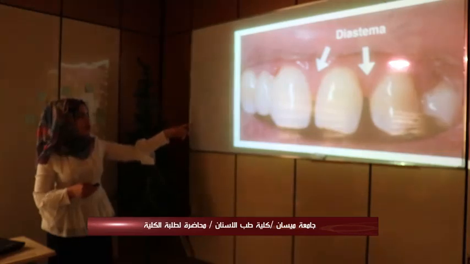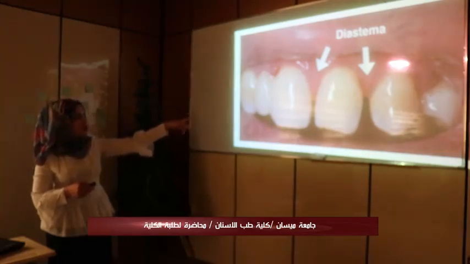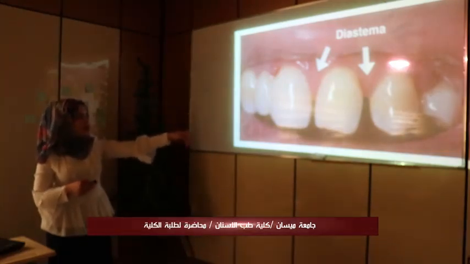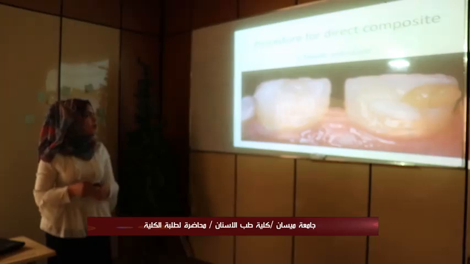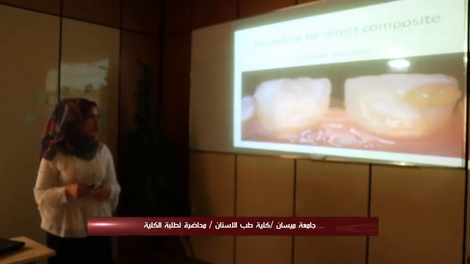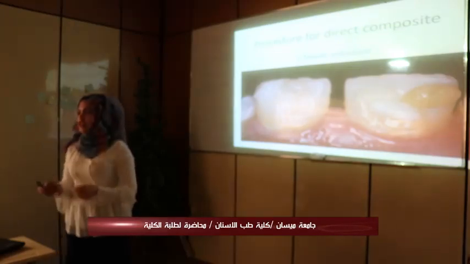Alright, picture 12: the space between the two centrals is a diastema, and the space between the central and lateral is also a diastema. Procedure for direct composite restoration. The first step is shape selection.